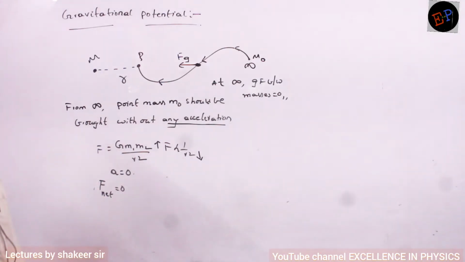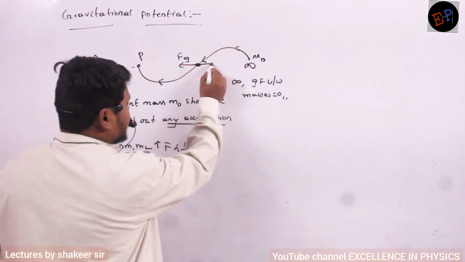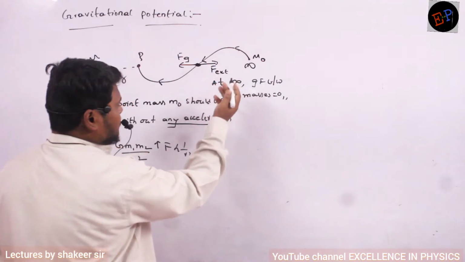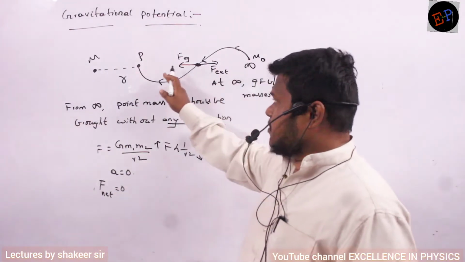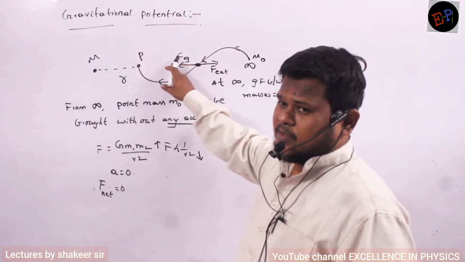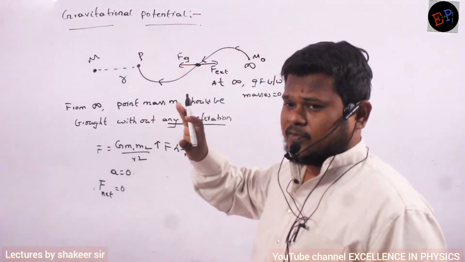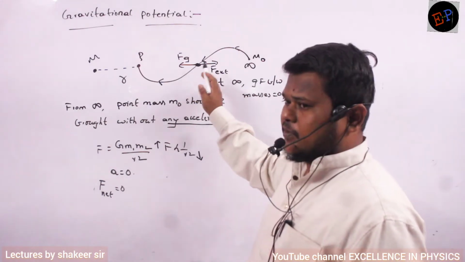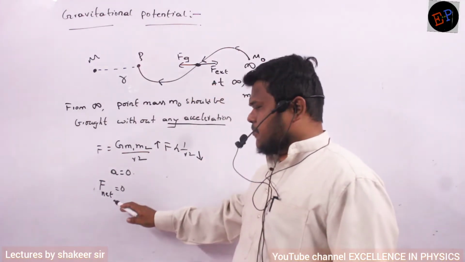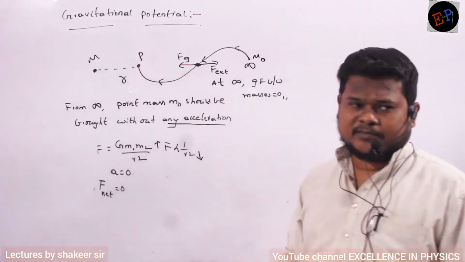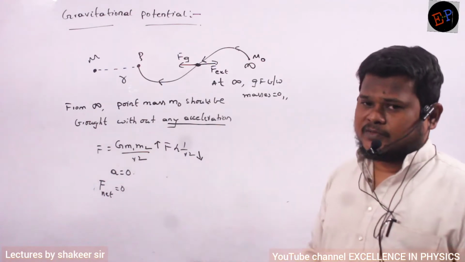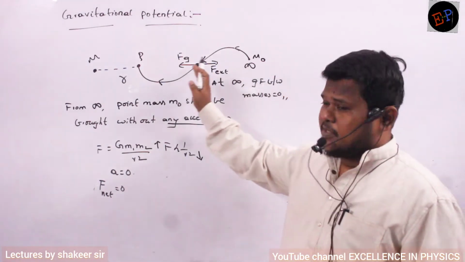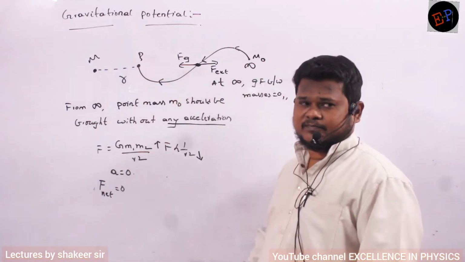For the net force to be 0, what should we do? You have to apply an equal and opposite force in the opposite direction. As this body comes towards the mass, the force increases, so you have to increase your applied force also, so that the gravitational force and the applied force become equal. Then only the net force will become 0, and then only the body will not accelerate. It means we have to apply some force, and there is some displacement also, so definitely work is done.